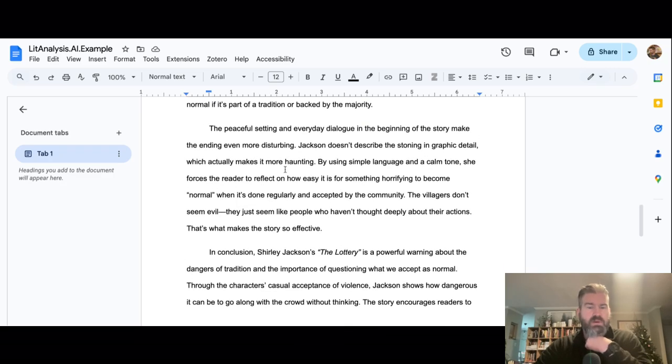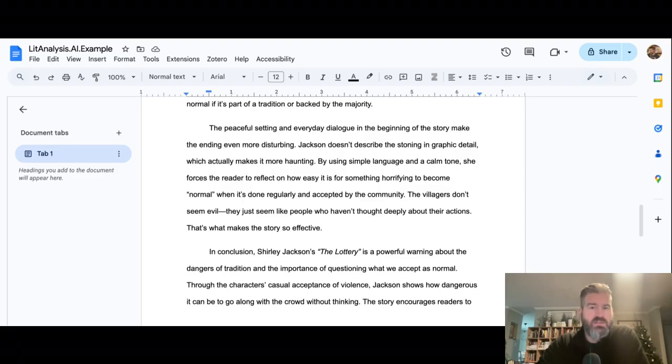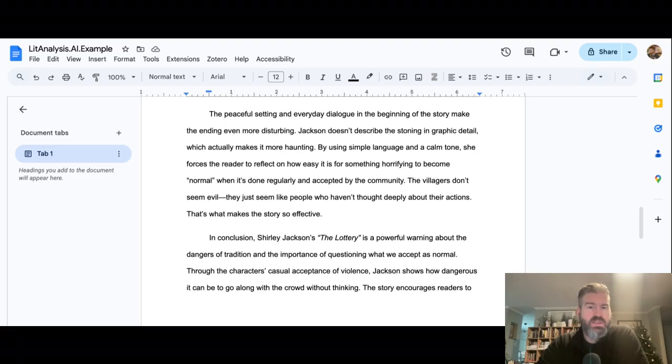The next body paragraph, third body paragraph: the peaceful setting and everyday dialogue in the beginning of the story make the ending even more disturbing. I would like to know why or how that connects to the overall thesis. Jackson doesn't describe the stoning in graphic detail, which actually makes it more haunting. Why does that make it more haunting?